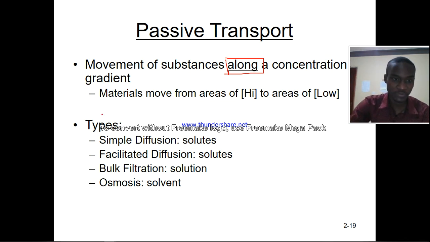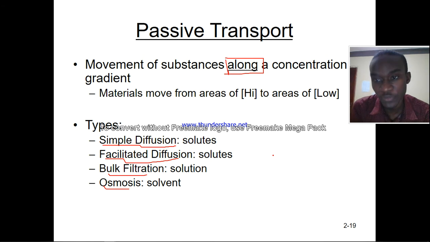The modes of passive transportation: we have four major modes, that is simple diffusion, facilitated diffusion, bulk filtration, and osmosis. They will apply to particular categories of molecules. Is it a solute? Is it a solution? Is it a solvent? If it is a solute, usually it will be the simple diffusion technique or the facilitated diffusion mechanism of transportation that will be utilized by the cell membrane to transport that particular type of solids.